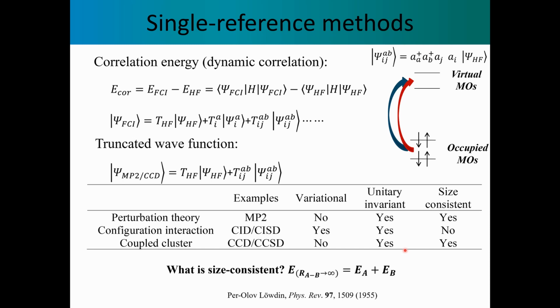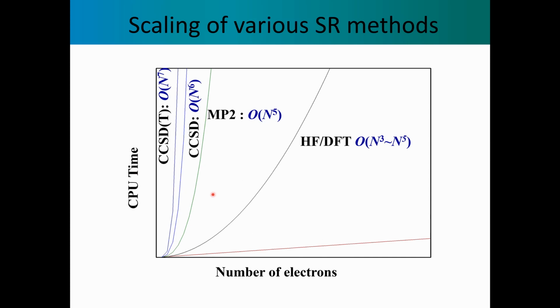So let's have a look at the scaling of the most popular correlation methods. For example, MP2 scales N to the 5, and CCSD(T) scales N to the power of 7. As far as I know, nowadays, if you study a system with more than 1,000 basis functions, it's very difficult to perform the CCSD method on this system. That's why people are developing a lot of linear scaling methods.